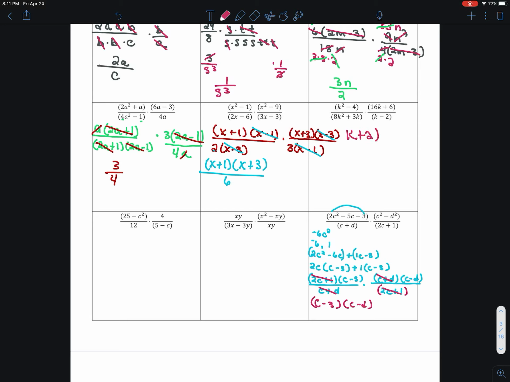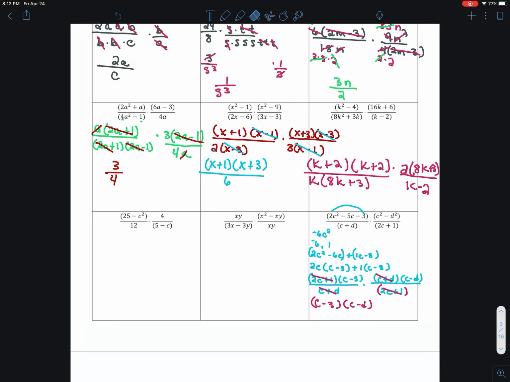So I get k plus 2 is the difference of two squares. K plus 2. So I get k plus 2 times k plus 2 over, the GCF here is k, so this is 8k plus 3 times, the GCF here is 2, so this is 2 times 8k plus 3 over k minus 2. There's nothing I can do with that.